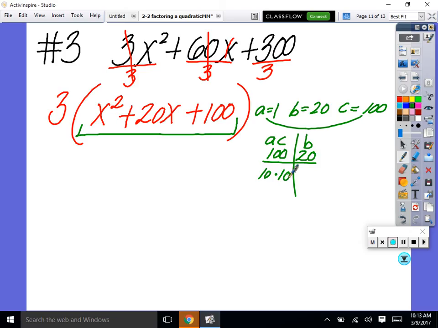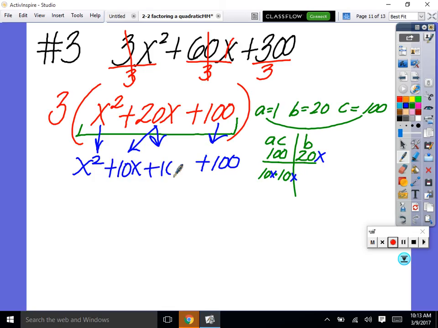Yeah. Okay, now we're going to drop and break, ignoring the 3. Just pretend it's not there. Drop x squared, positive 100, break. Don't forget that those have x's technically, right? Plus 10x plus 10x. Now we factor by grouping, group by group.